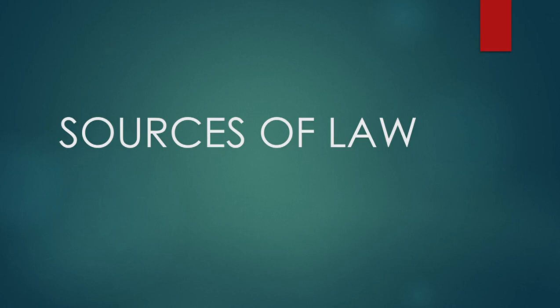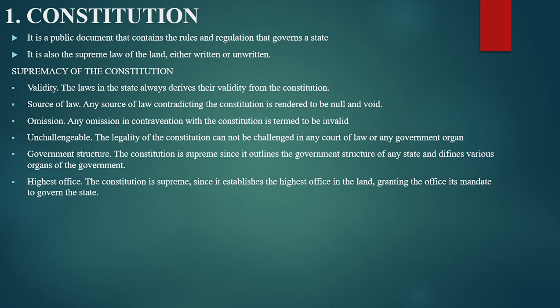Welcome to our topic, sources of rule. Our first source of rule is the Constitution. A Constitution can be defined as a public document that contains the rules and regulations that govern a state. It is also the supreme rule of the land, either written or unwritten.